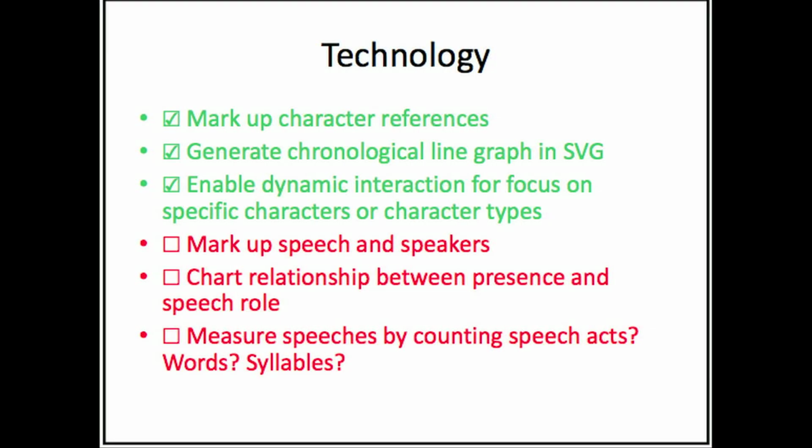We start by marking up the character references. We generate the line graph in SVG, and we do that programmatically. We enable dynamic interaction so that the user can look around and compare specific things. What we haven't done yet is mark up the speech and speakers, so we know who's present where. We still don't know whether they're actively present or passively present, so that's sort of where we're going next. We want to chart that relationship, and you can imagine there could be other graphic representations of that.